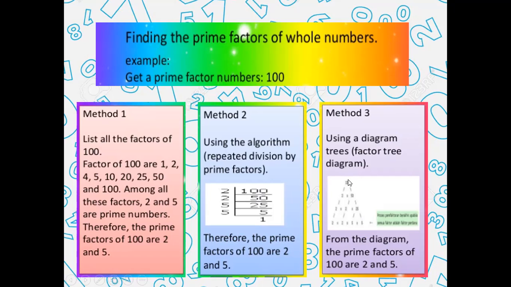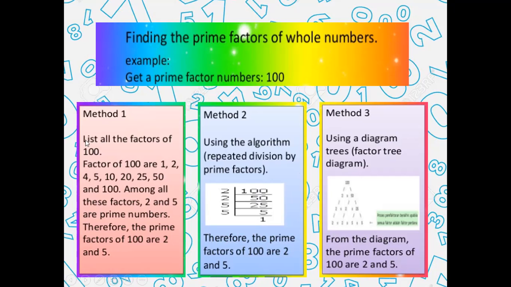Now we cannot find any numbers that we can divide 2 by, so we'll take down 2 here, going down, and 2 going down. And then 25, we can still have factors of 25, which is 5 multiplied by 5. So therefore, 2 multiplied by 2 multiplied by 5 multiplied by 5. These are factors of 100. So let's take one of these two 2's and one of these two 5's. So from this diagram, the prime factors of 100 are 2 and 5.